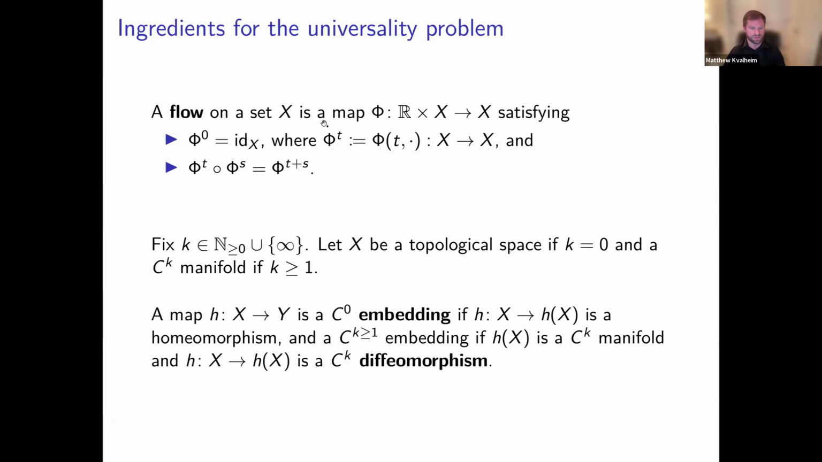No. Okay, so I guess I'll go a bit fast because hopefully these ones we're familiar with. A flow for me is just the usual flow, so I'll be denoting them by phi. Phi 0 is the identity. Phi t composed with phi s is phi t plus s. I'll be considering non-negative integers or infinity k. And X is a topological space if k is 0, a C^k manifold if k is at least 1. And I was saying that a map from X to Y is a C^0 embedding if it's a homeomorphism onto its image, and a C^k embedding for k at least 1 if the image is a C^k manifold and the map is a C^k diffeomorphism onto its image.